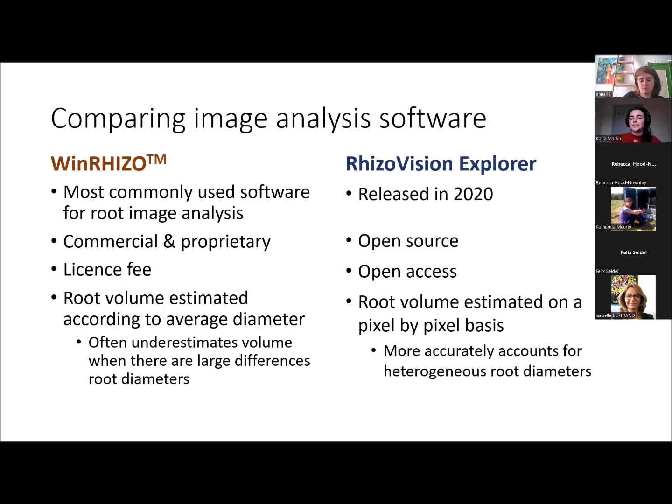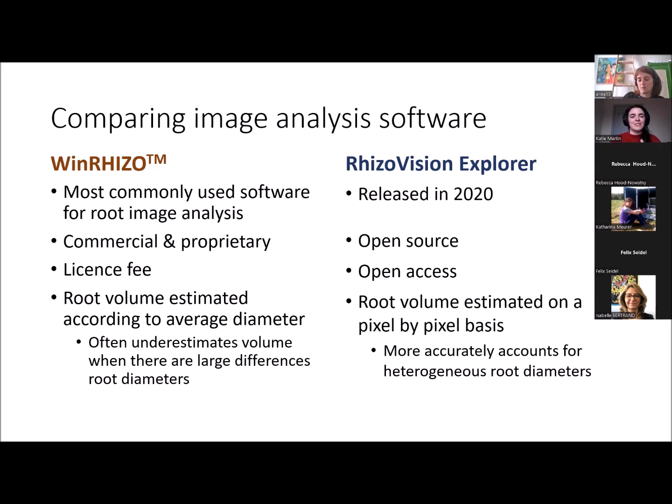Rhizovision Explorer uses a different method where it kind of counts per pixel along the length. It will measure those diameters separately and add it up, so it's actually more accurate when it's accounting for volume, and it means it's better for those samples you might have with more heterogeneous root diameters.